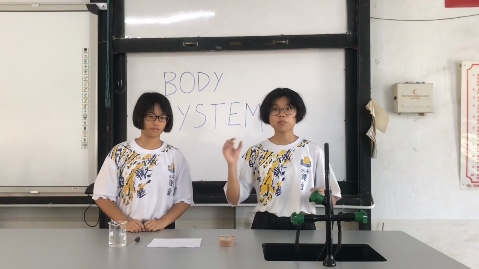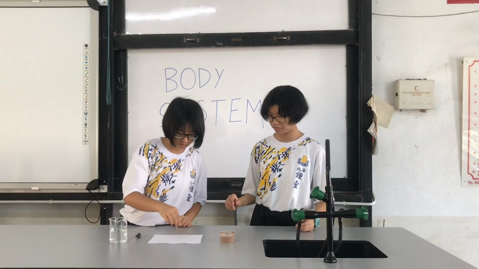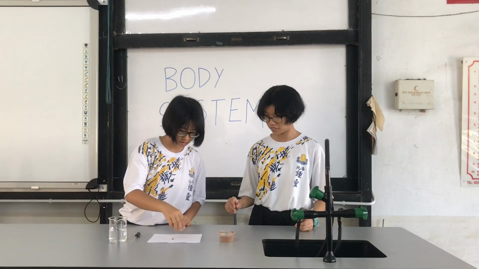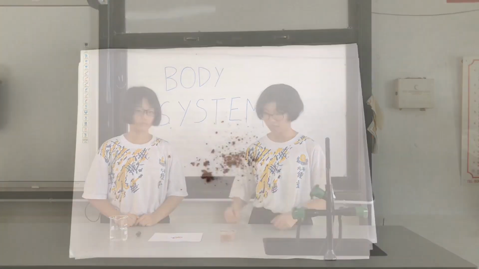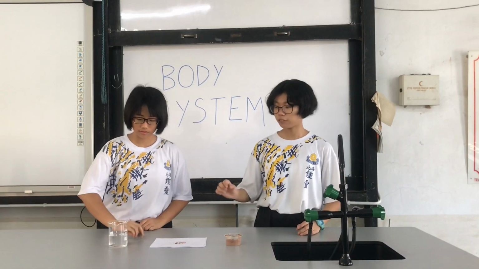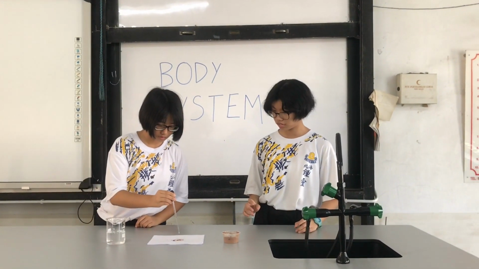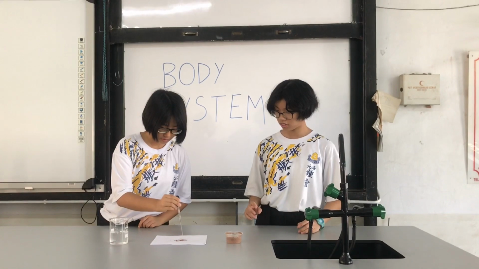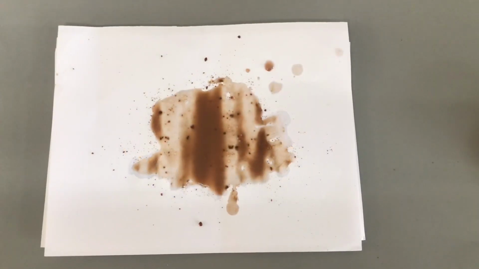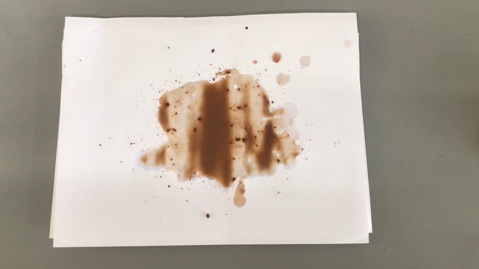Then, sprinkle some cocoa powder onto the paper. You can see that the cocoa powder cannot diffuse or absorb by the paper. Now, drop a few drops of the water onto the cocoa powder. Now, you can see that the cocoa powder is dissolved in the water and is slowly absorbed into the paper.